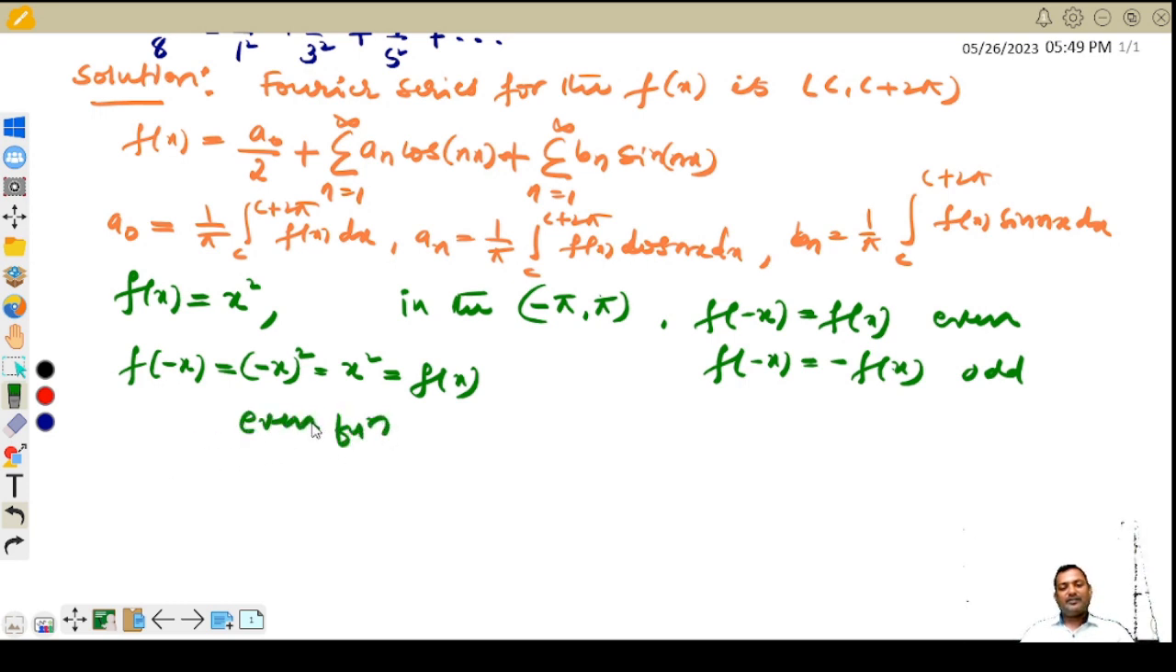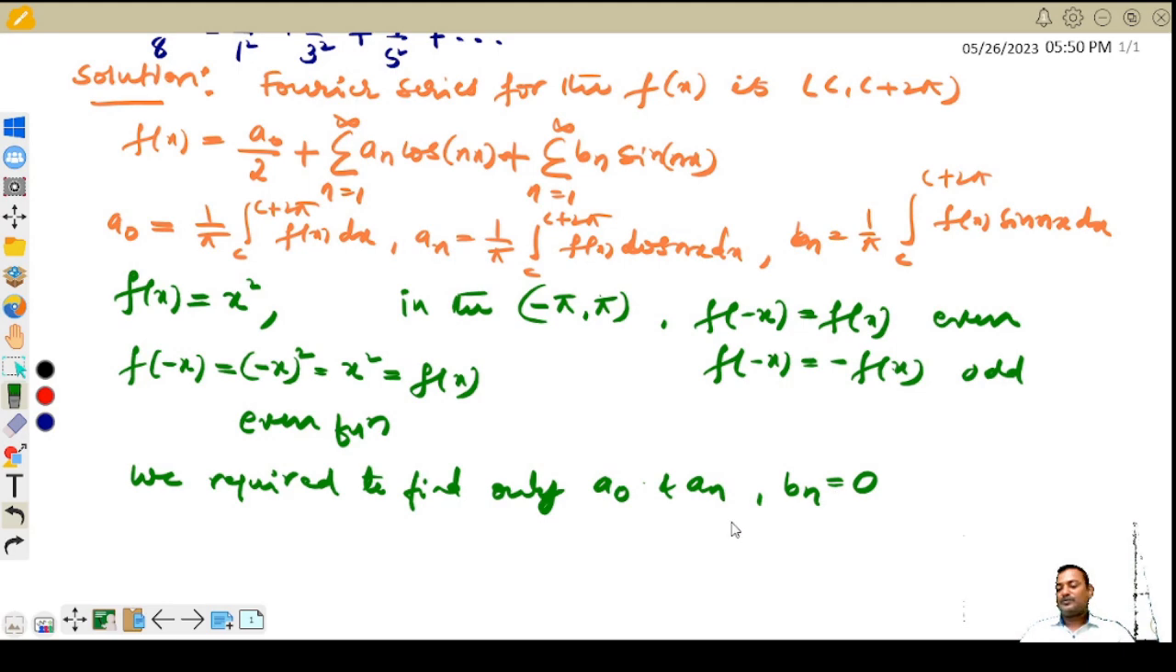So if f of x is an even function, then we are required to find only the a naught value and the an value, then bn becomes 0. Okay. So why does bn become 0? I am going to explain why bn is equal to 0.